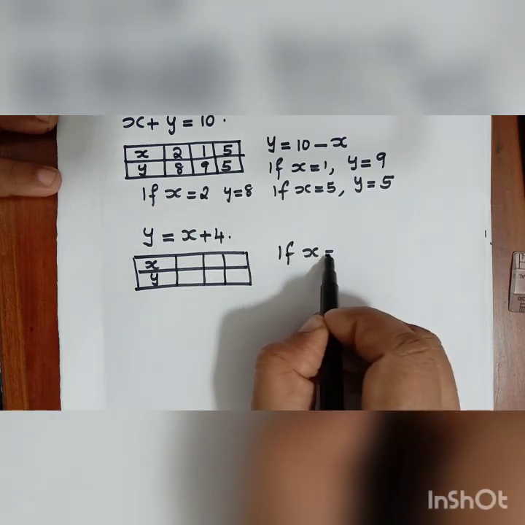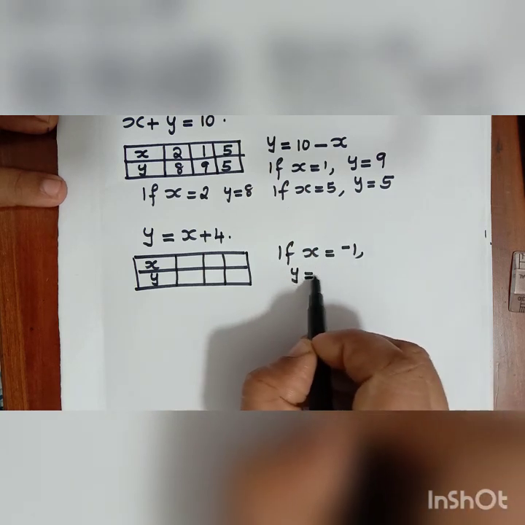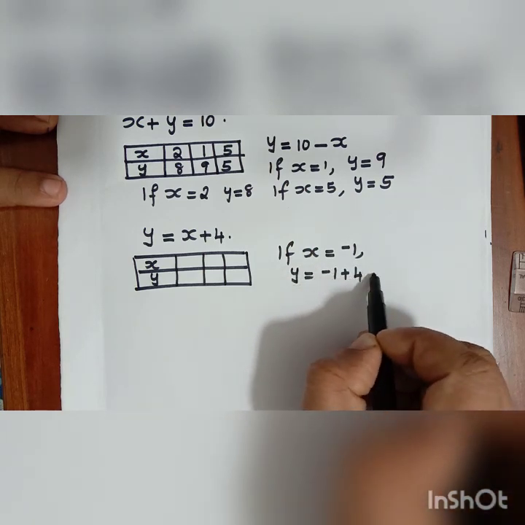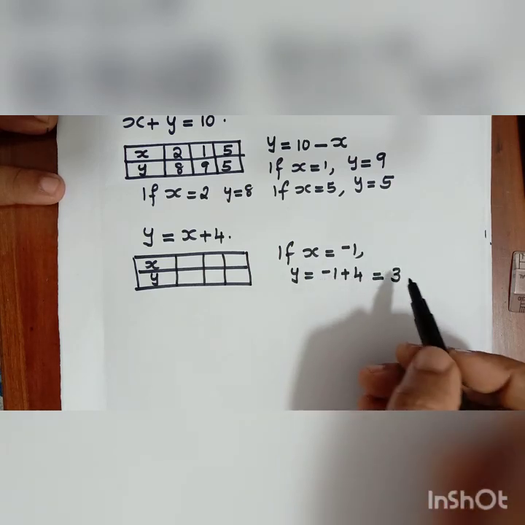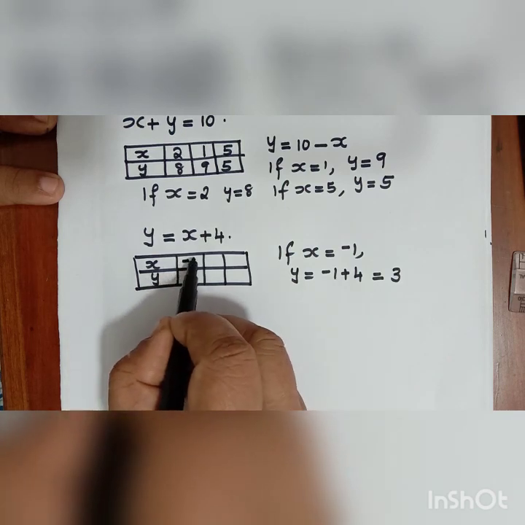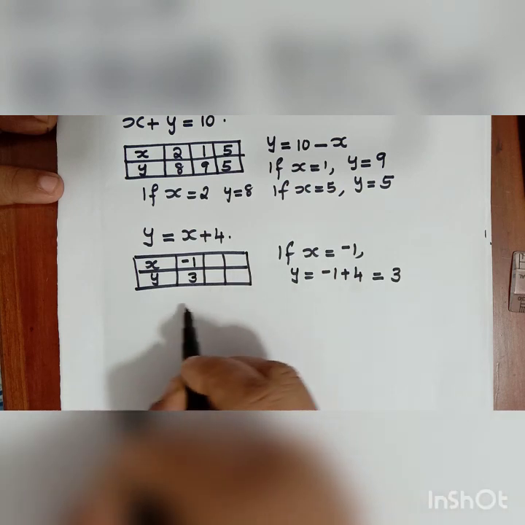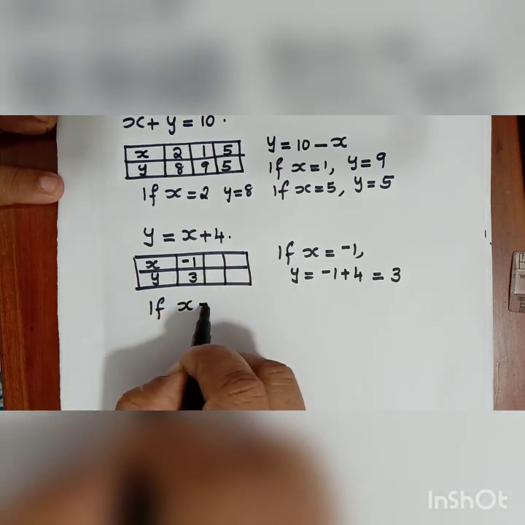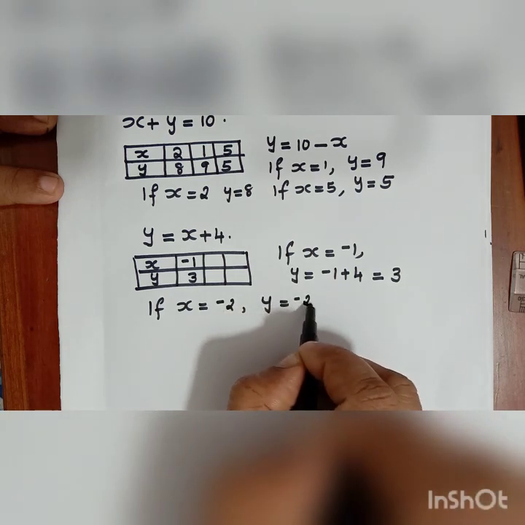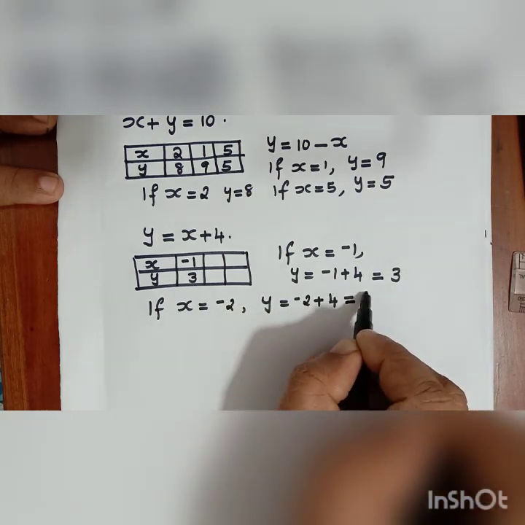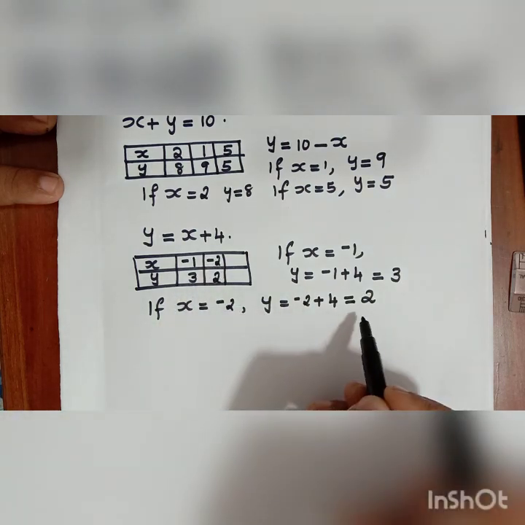If x is equal to negative 1, what do we get? Then y is equal to negative 1 plus 4. Negative 1 plus 4 is positive 3. Bigger number minus. Okay, so x is negative 1, y is positive 3. Now if x is equal to negative 2, what do we get? Y is equal to negative 2 plus 4, that's equal to positive 2. Negative 2 is your x value, positive 2 is your y value.